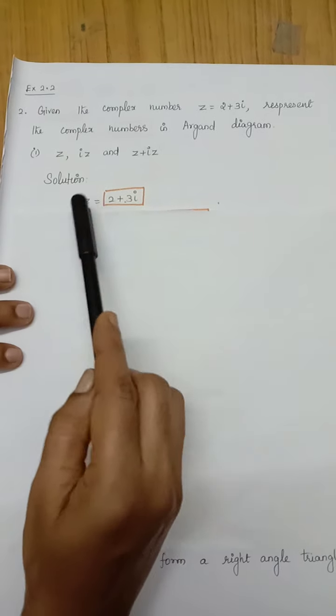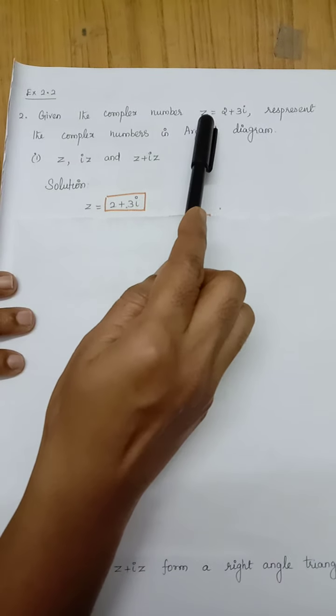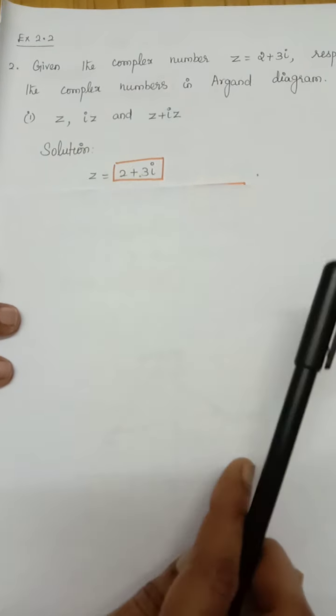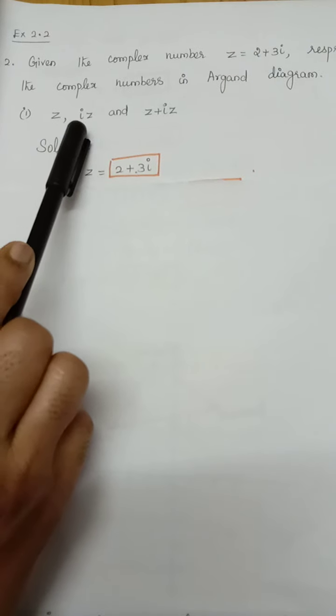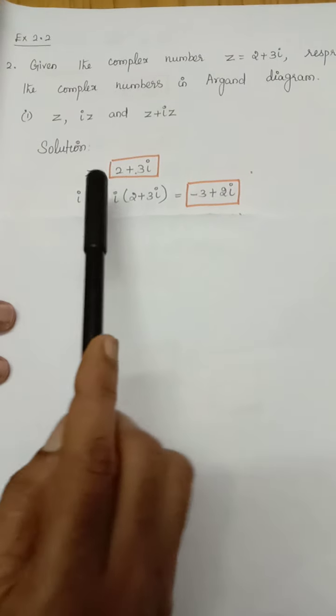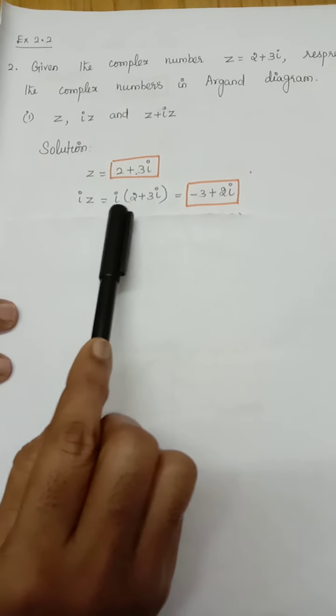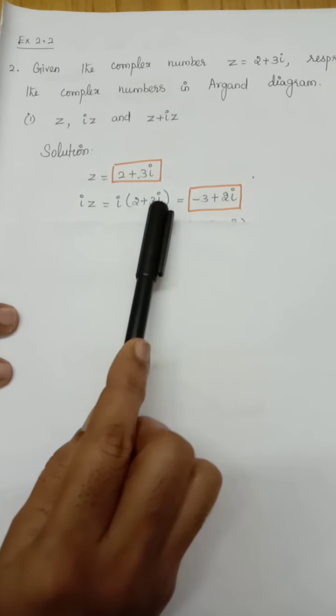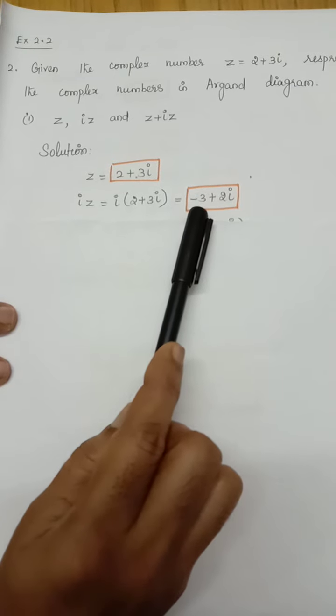So here it is given z is equal to 2 plus 3i. So z is equal to 2 plus 3i. So what is the next complex number? iz. So iz means you have to multiply by i. Okay, so i into 2 is 2i. i into 3i is 3 i squared, i squared is minus 1, minus 1 into 3 is minus 3.